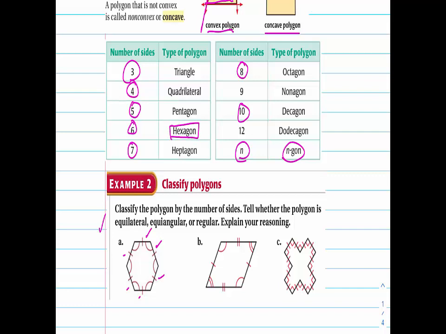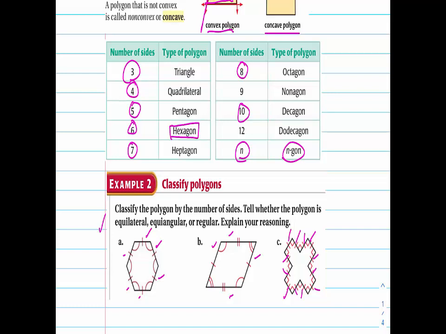This one right here, 1, 2, 3, 4. 4-sided polygon. So that's going to be a quadrilateral. Now this one over here, let's see what this one is. We've got 1, 2, 3, 4, 5, 6, 7, 8, 9, 10, 11, 12. That's 12-sided. So that's a dodecagon. Okay? Dodecagon, if I count it correctly.